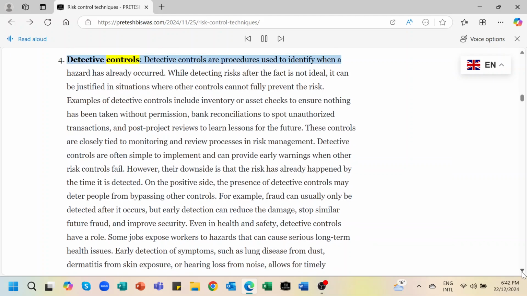Detective controls. Detective controls are procedures used to identify when a hazard has already occurred.